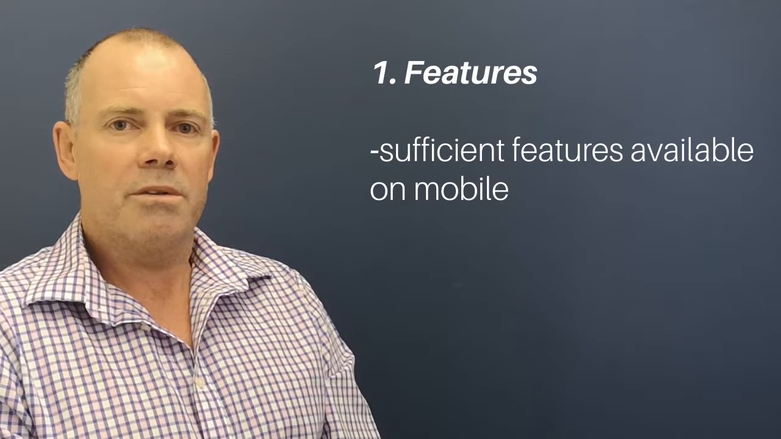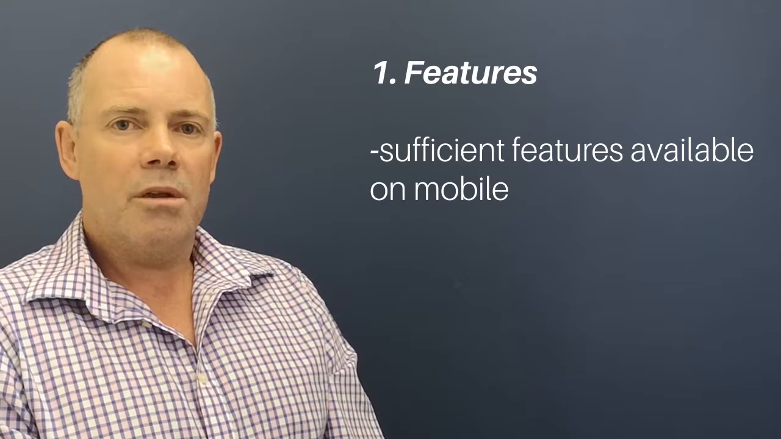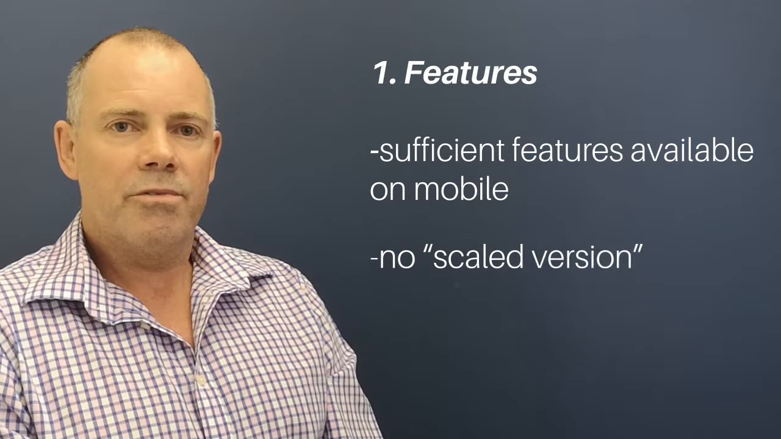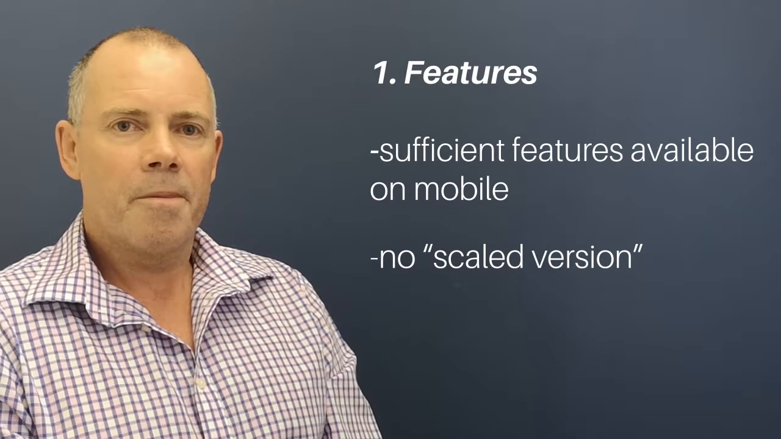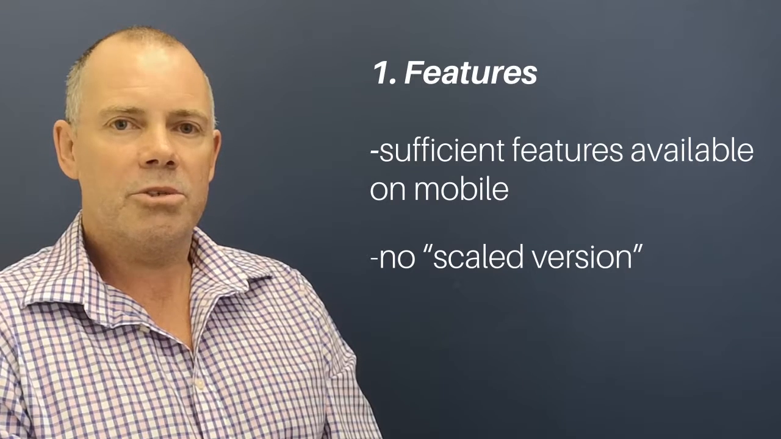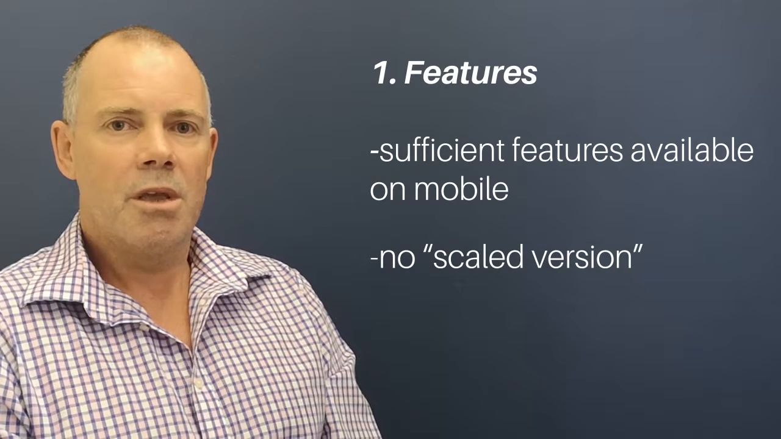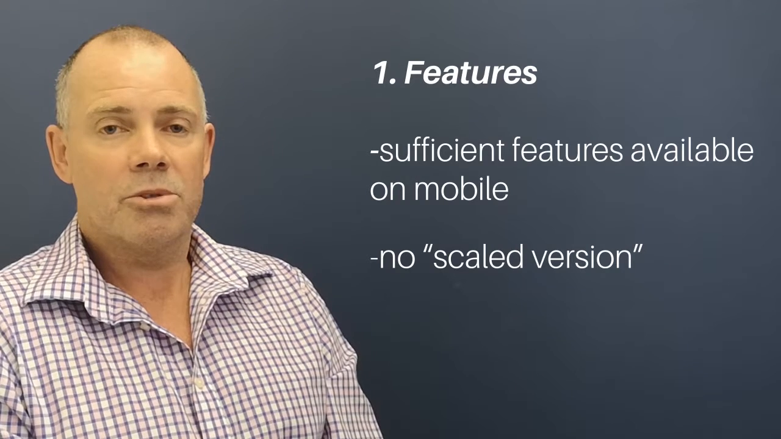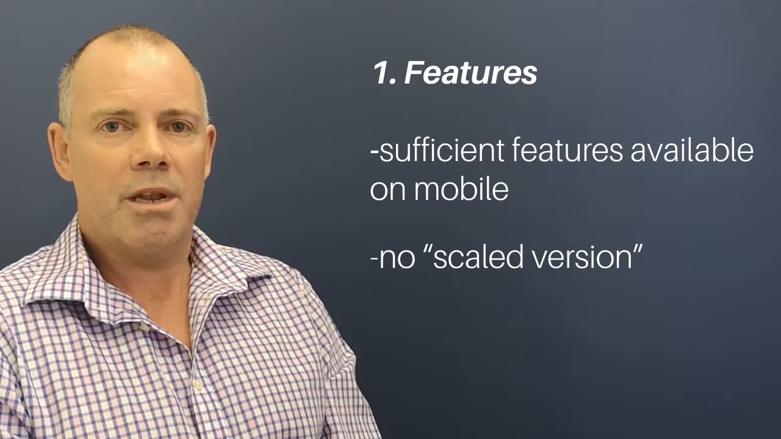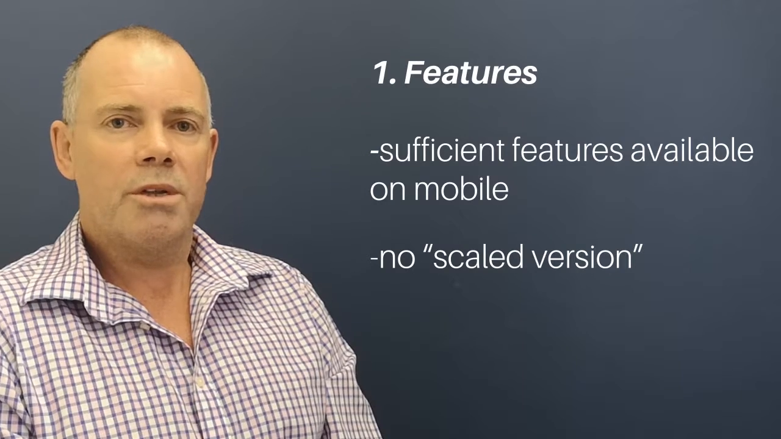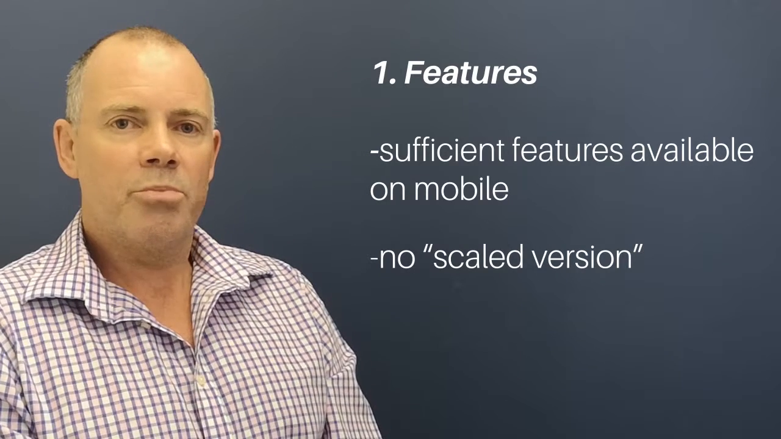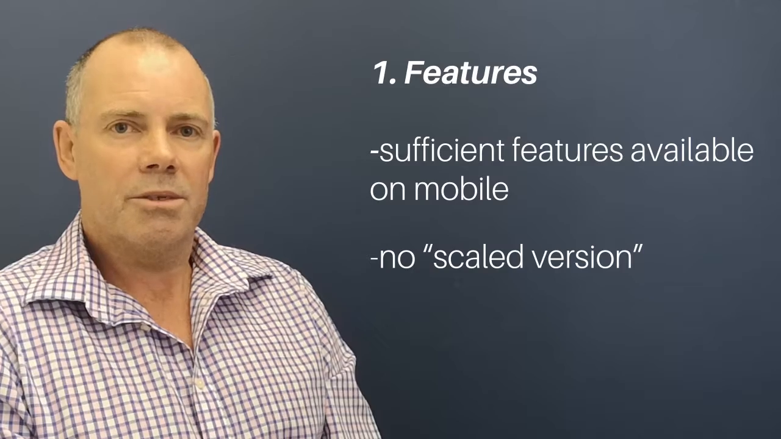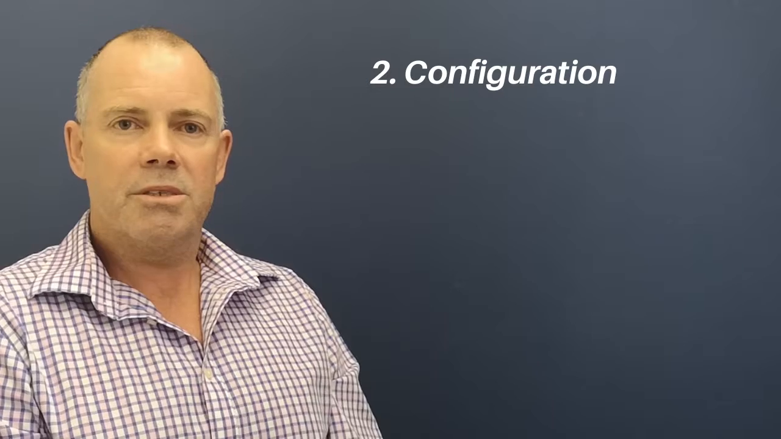The first point that we're going to discuss is that there should be sufficient features available on the mobile device. So for instance, there should not be a scaled version of only certain functionality that's available on the mobile. Most other features, like for instance your purchase orders, your approval processes, your sales orders, then also maybe the upload of expense claims, things like that that you normally would associate with a mobile user, should be prevalent on your mobile device.